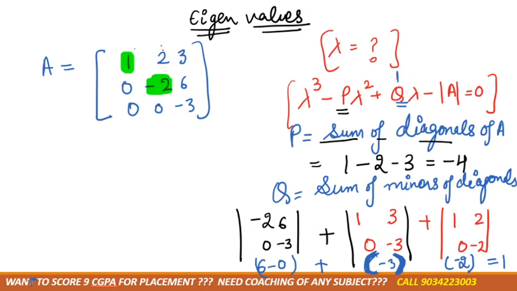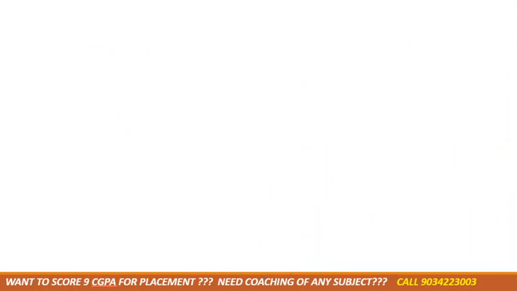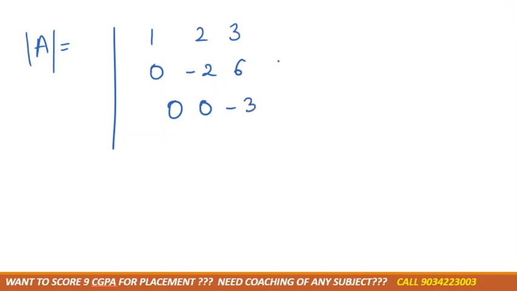Now what is left? The determinant of A. And as you already know, how can we calculate the determinant of A? That is 1, 2, 3, 0, minus 2, 6, 0, 0, minus 3, right? So now can you calculate the determinant of this matrix? Now you know the numbers, right? And tell me the value. So after solving it, you will get the determinant of A as 6. Okay. Now tell me, any doubt up to here?